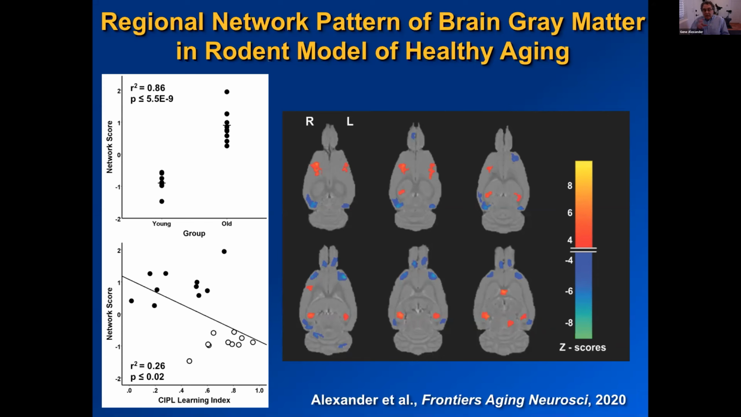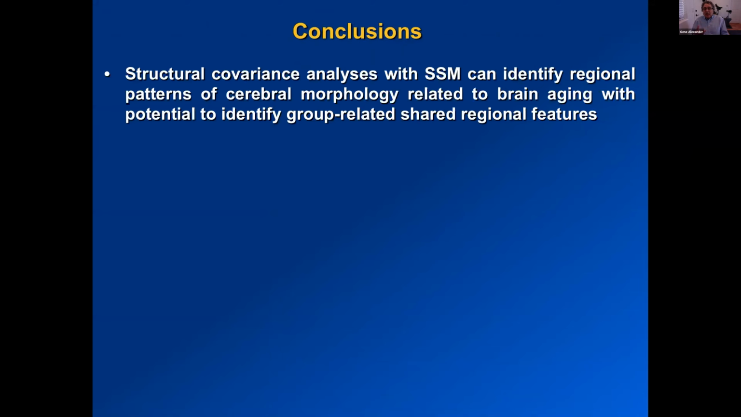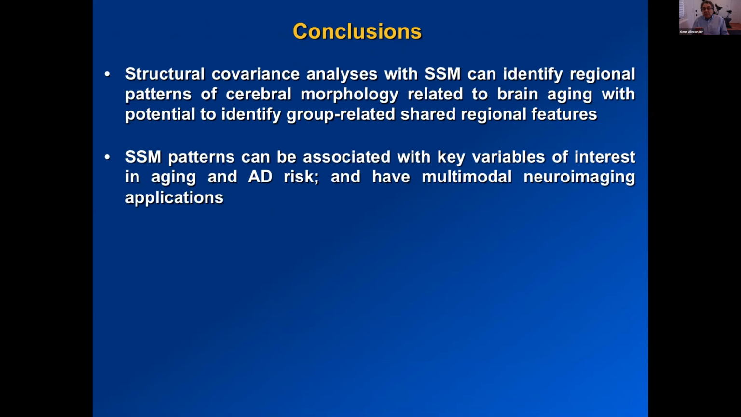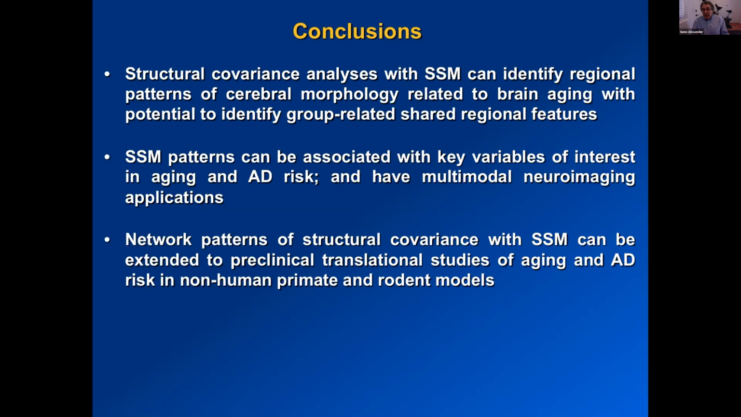And I think that's an important distinction in terms of how this method identifies meaningful patterns that could be useful going forward. So what I hope to illustrate in this very brief presentation is that structural covariance analyses with SSM can identify regional patterns of brain morphology in brain aging and identify group invariant shared regional features. That the pattern can be associated with key variables of interest like aging and Alzheimer's risk. We can apply it in a multimodal framework. And the network patterns can be extended to preclinical translational studies, where by identifying key patterns and regions, we can go deeper into molecular studies in those models.